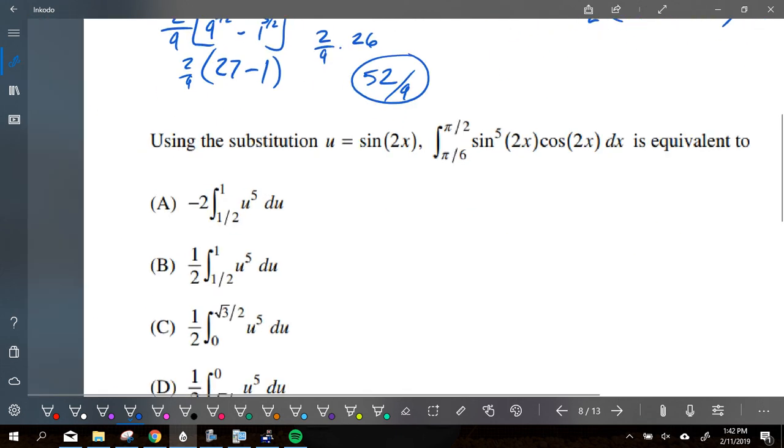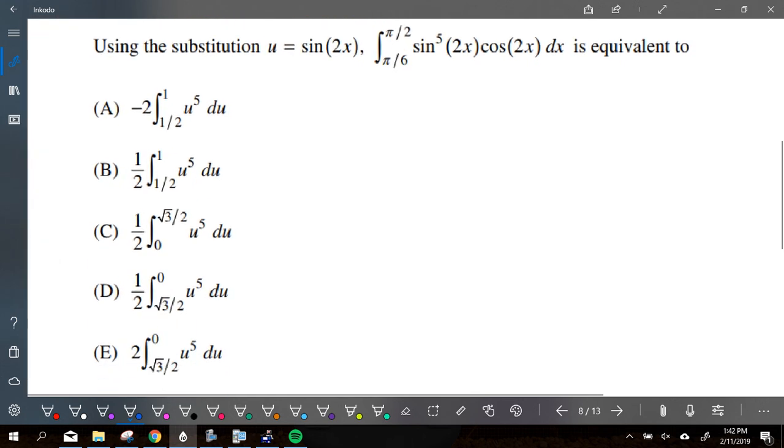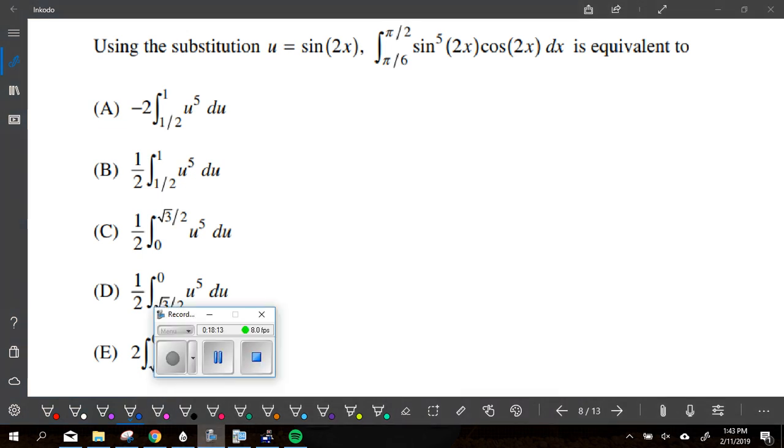Grab your whiteboards. This is why we do these problems. These are getting to an AP question. This is from last year's AP exam. See what you can do with it. Using the U substitution, U equals sine of 2x, figure out which one's equivalent. Do that now for me.